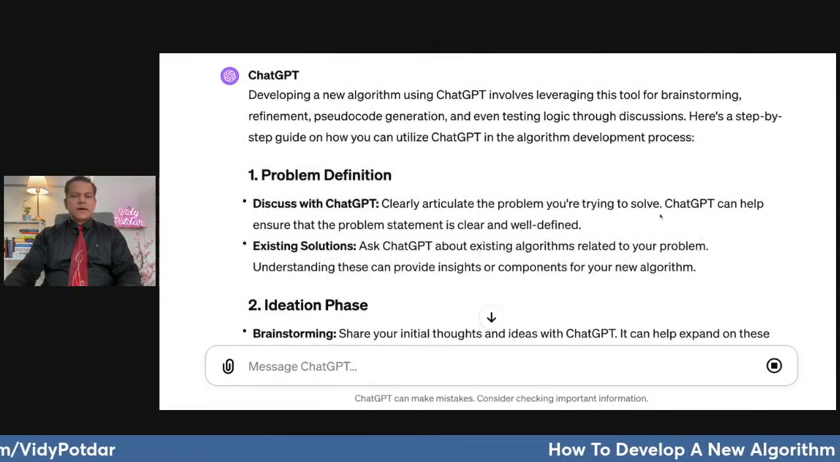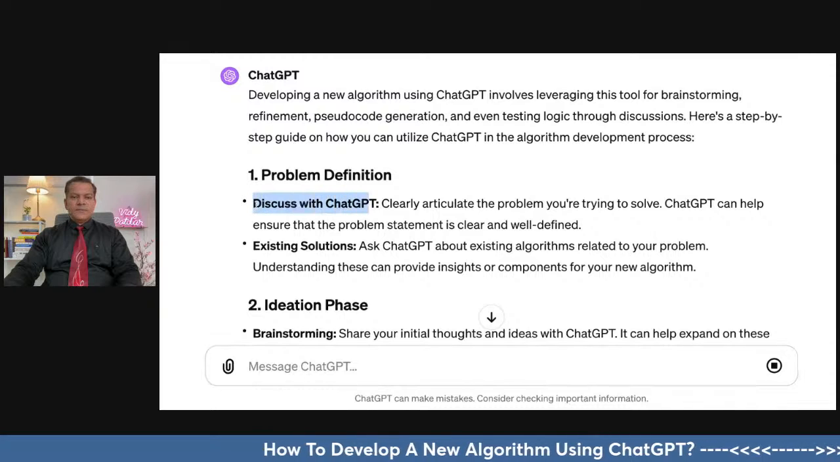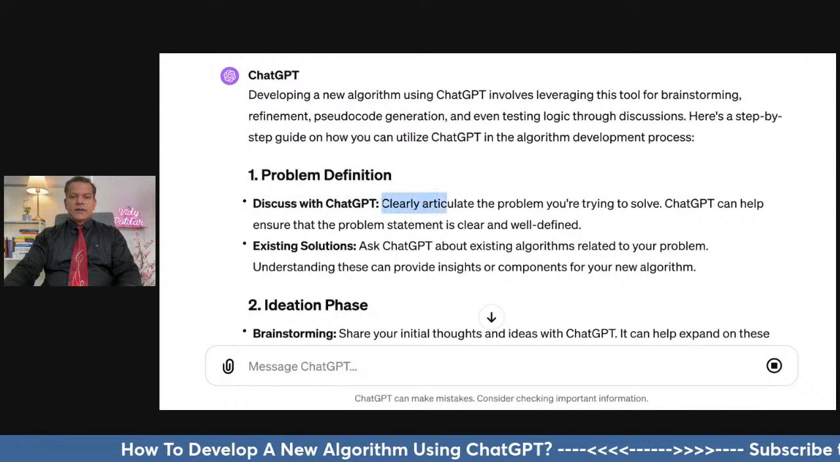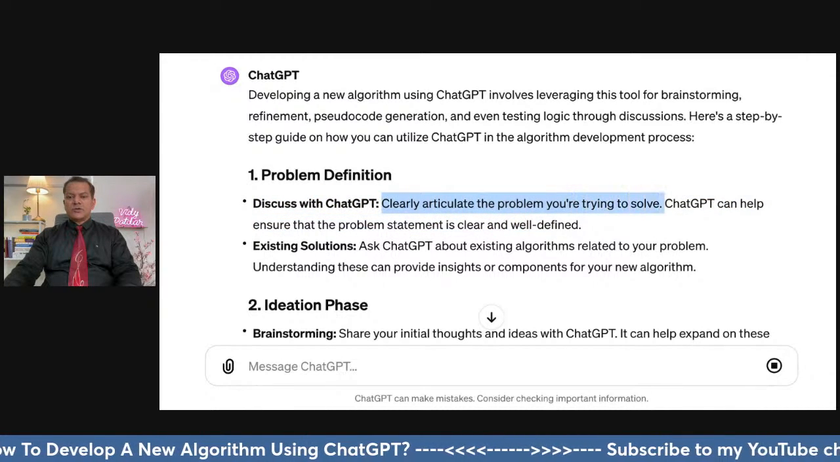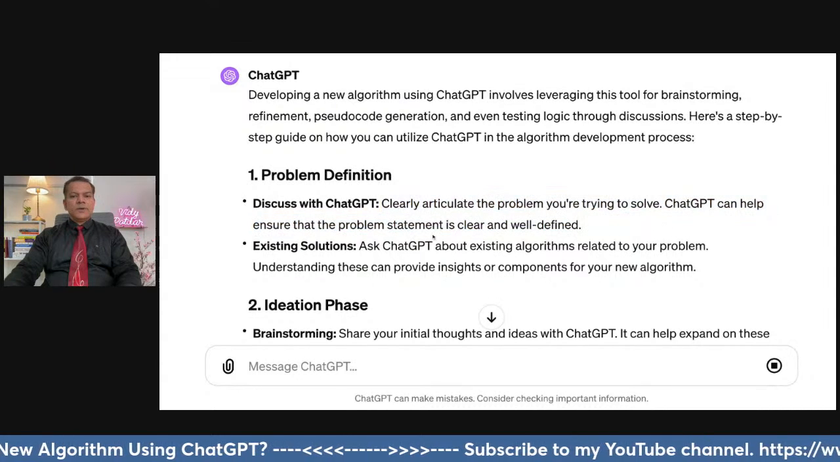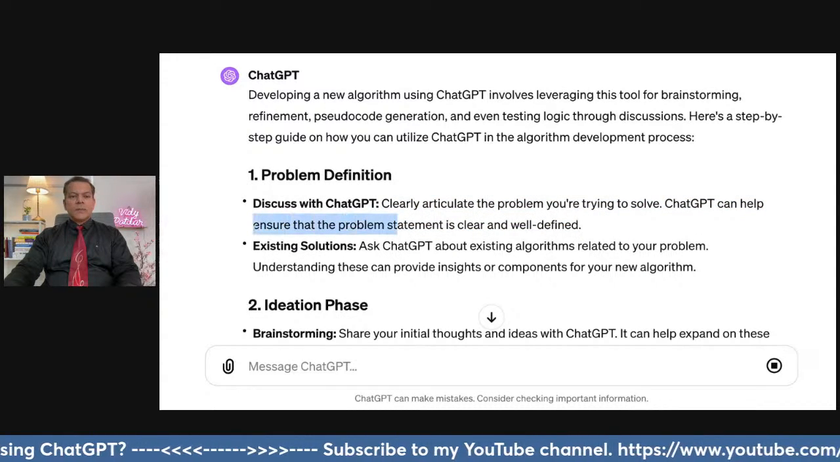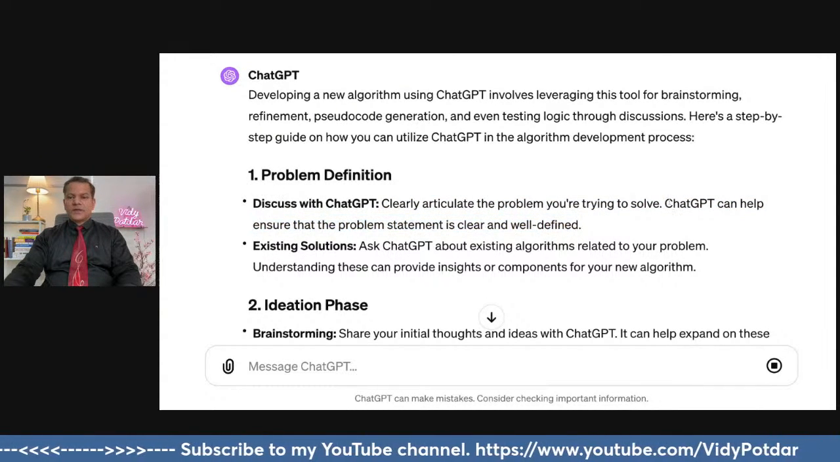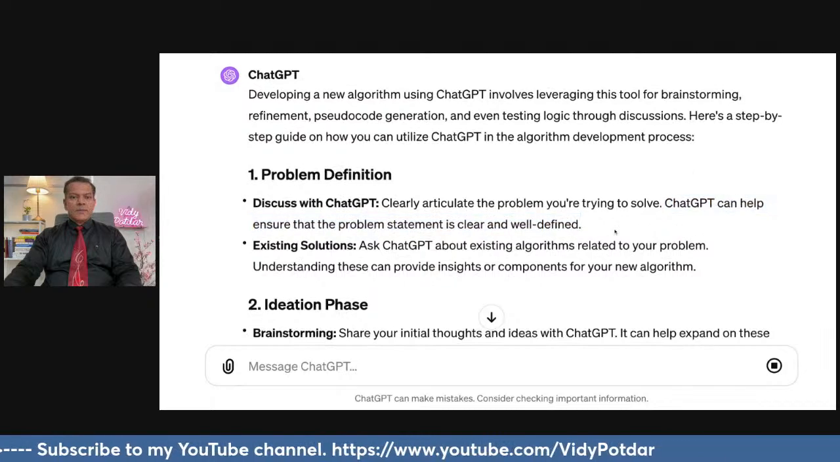So you can see here, now it is starting to give you some suggestions. So headings are pretty much the same. Discuss with ChatGPT. Clearly articulate the problems you are trying to solve. ChatGPT can help ensure the problem statement is clear and well defined. So this is one way ChatGPT can help.